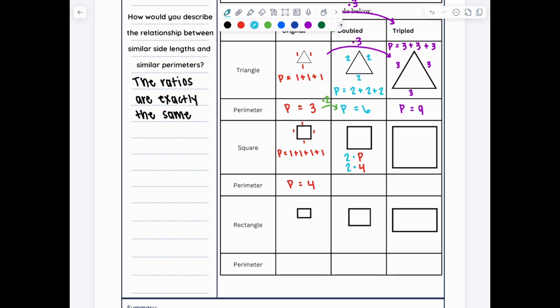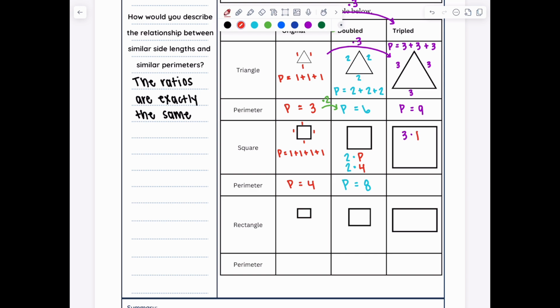So if I take the original perimeter of the object and I multiply it by 2 to double it, then I have the new perimeter, which would be 8. 1 times 2 is 2. 4 times 2 is 8.